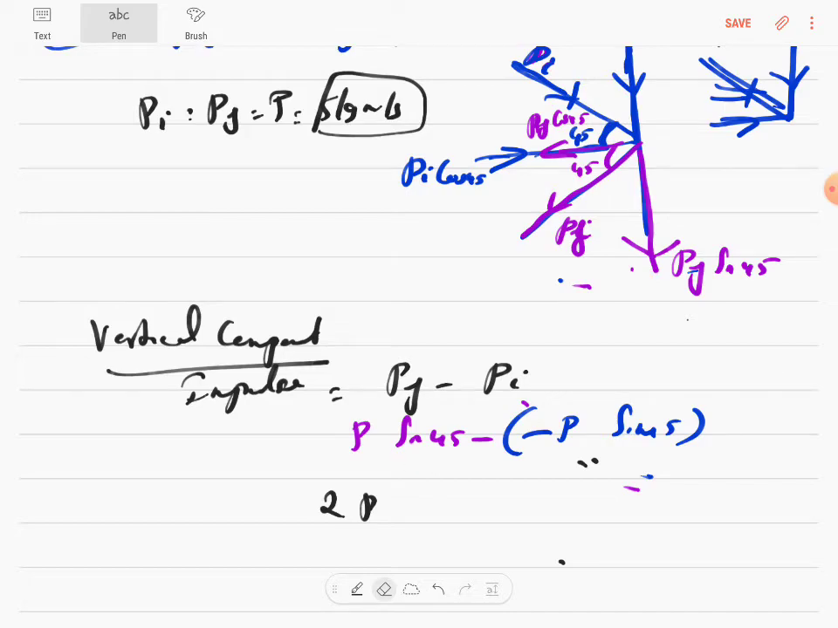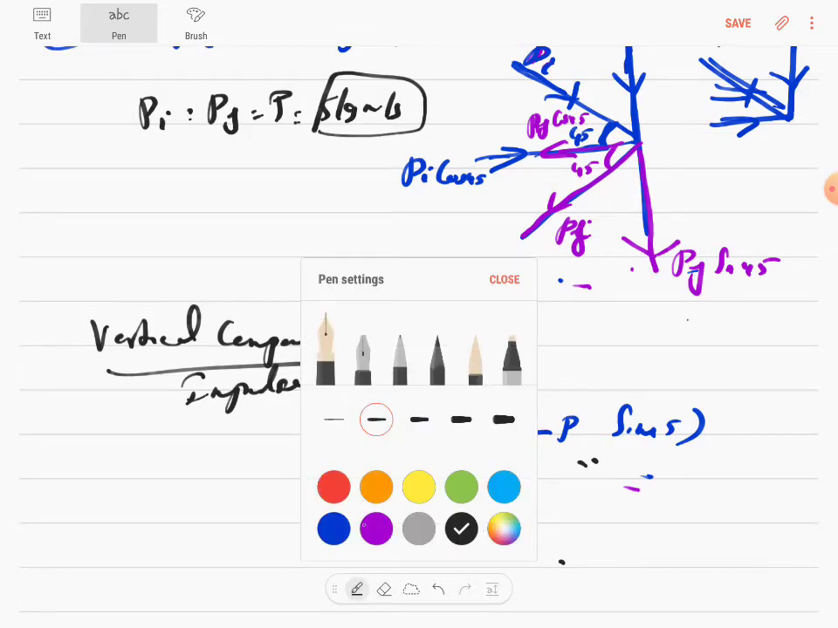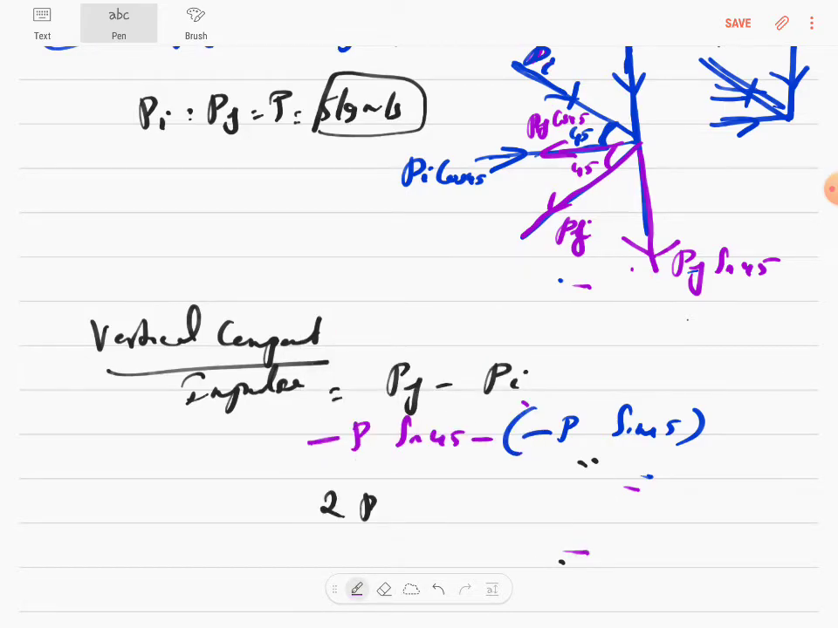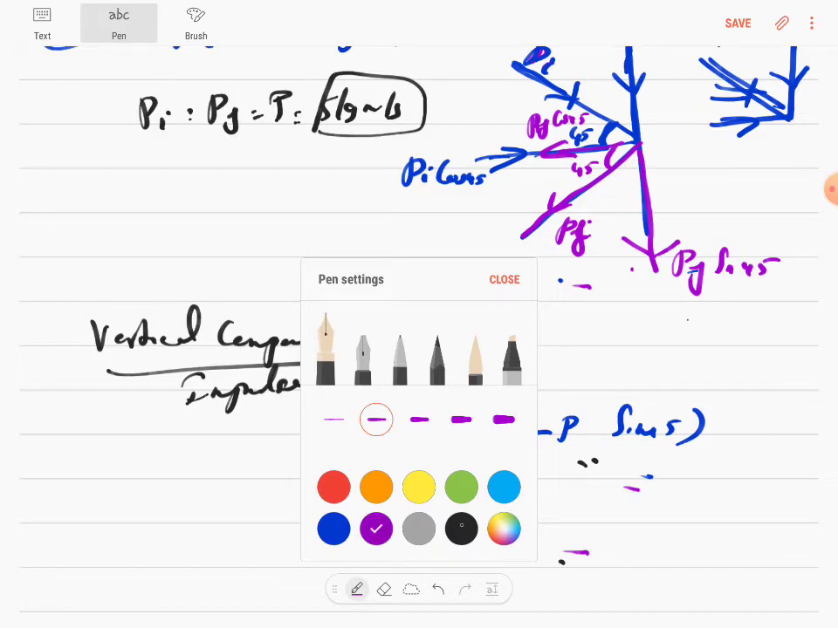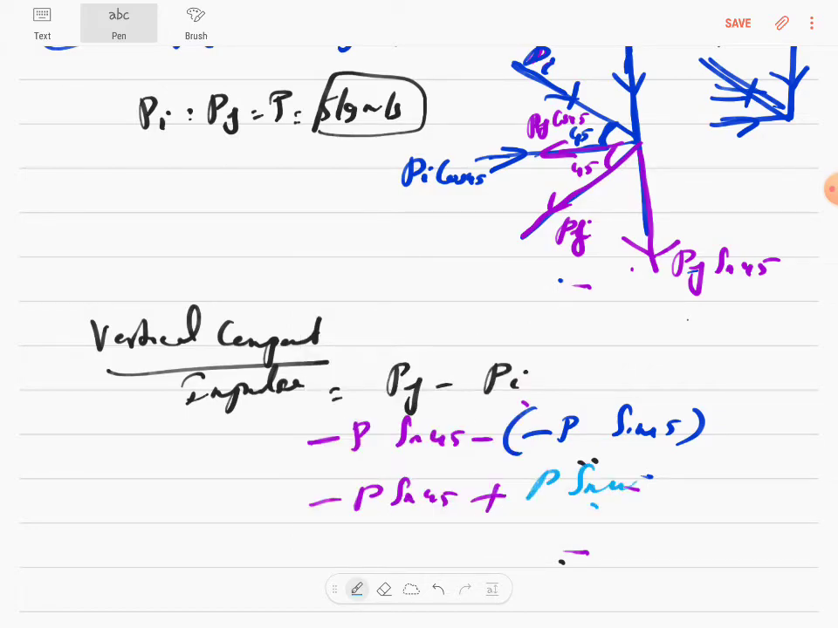Both of them are downward, right? Why didn't I put the purple color as negative? The purple color is also downward and the blue color is also downward. So actually speaking, it is getting cancelled. A minus P sin 45 and a plus P sin 45 are getting cancelled, and therefore the net momentum on the vertical component is becoming 0.